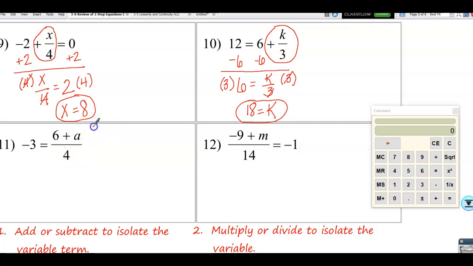In this case, our first step is going to be to multiply both sides by whatever number is in that denominator. What that does is it enables us to get rid of this hideous looking fraction we have and just have 6 plus a on the right. On the left, I have 4 times negative 3, which is negative 12. Now my second step would be to add or subtract to finally isolate the variable a. Well, this is a positive 6, so I'm going to subtract 6 from both sides. And that gives me that a is equal to negative 18.